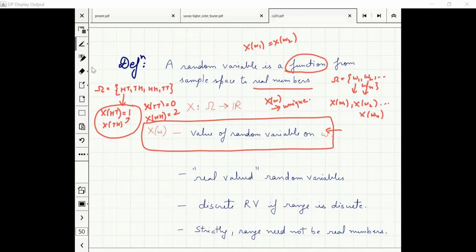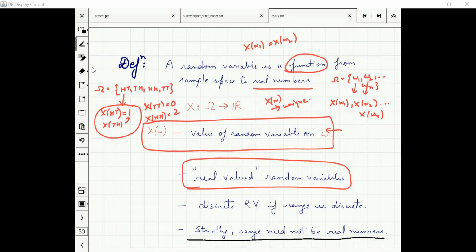Let me clarify that this is not the definition in many of the probability books. In a very general context, these will actually be called real valued random variables. In general, your range need not be real numbers. It could be any set of interest. It could be any group, any field, something with much more structure, where you can apply some operations, you can add, you can subtract, and things like that.